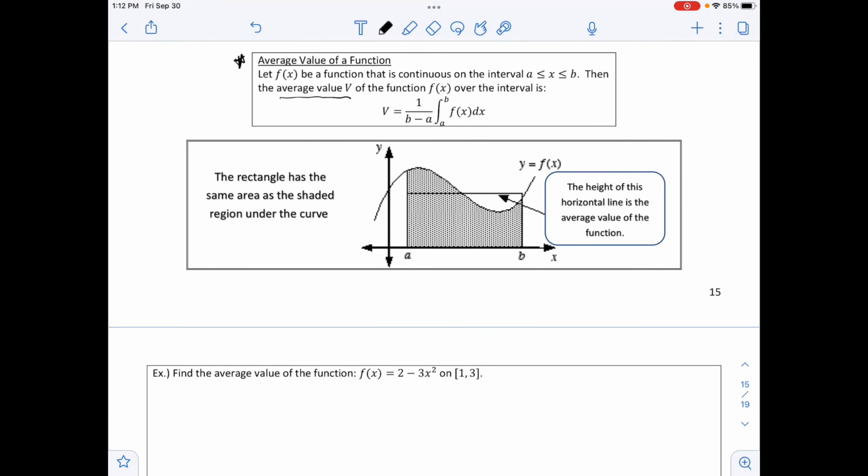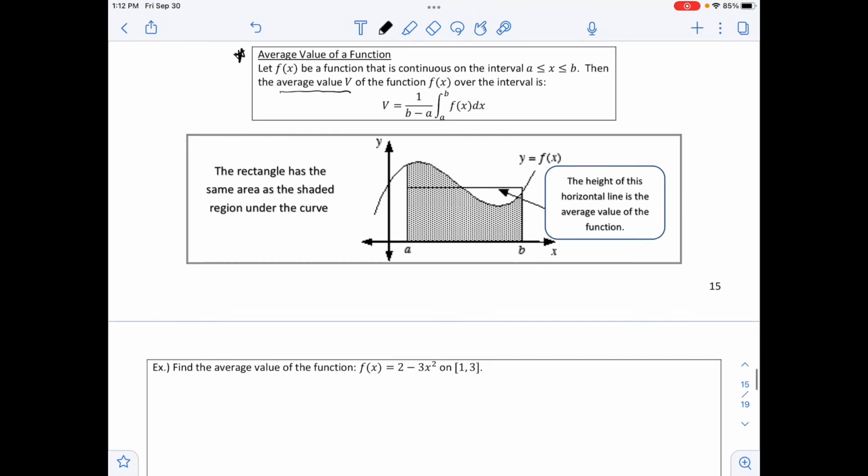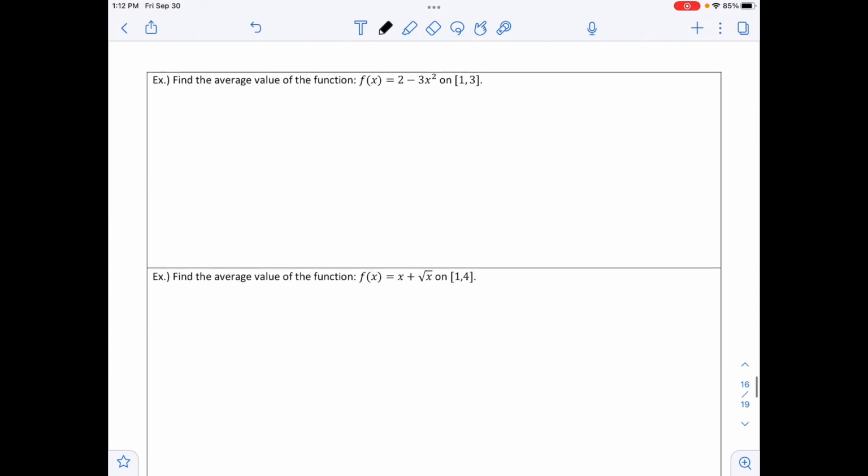The graph right below has the rectangle that has the same area as the shaded region under the curve, and it is going to be found at that average value. So the height of the horizontal line is the average value of that function. So you can imagine that line cutting that shaded part of the graph would be able to fill in that missing part that's down below that line. So at the top of the next page, we have a couple examples.